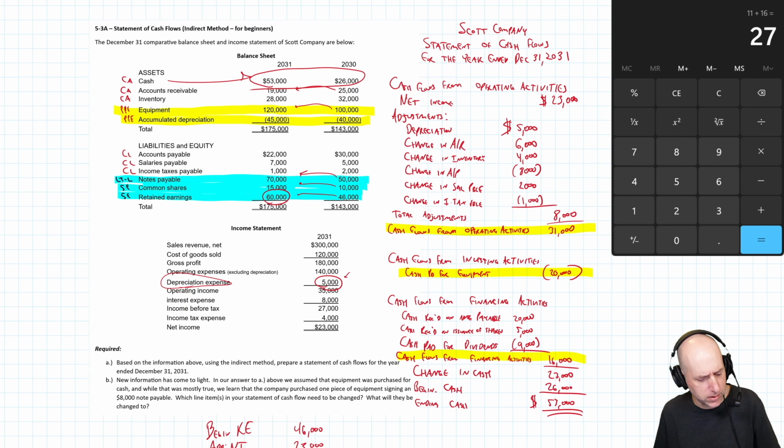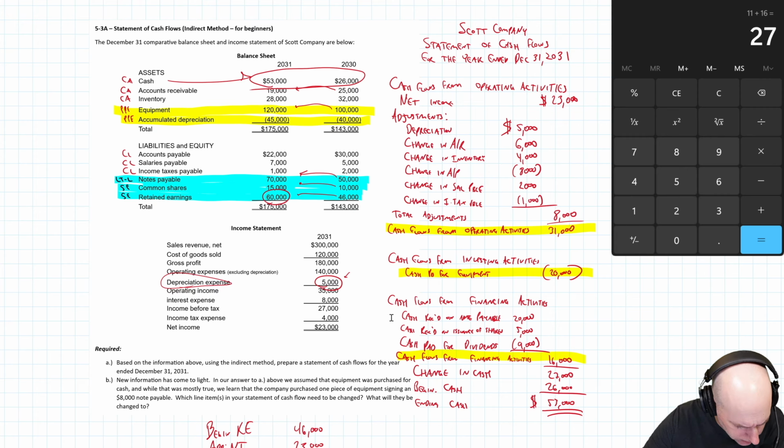Part B says, new information has come to light. In our answer to A, we assumed equipment was purchased for cash, and while that was mostly true, we learned that the company purchased one piece of equipment signing an $8,000 note. Which line items in your cash flow statement need to be changed? What are they going to be?